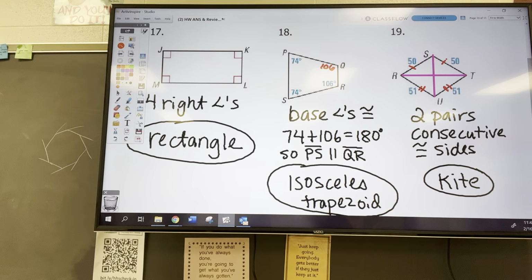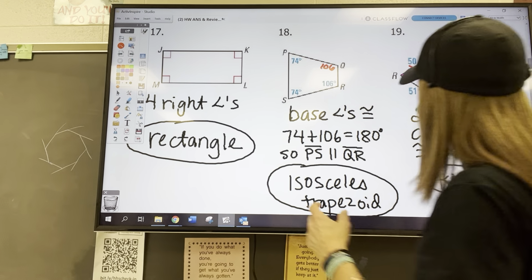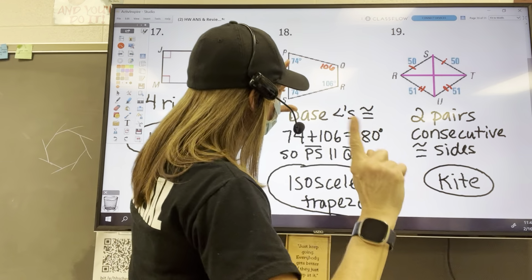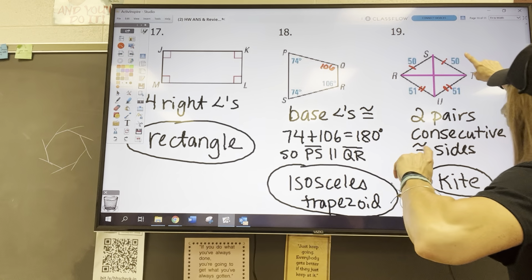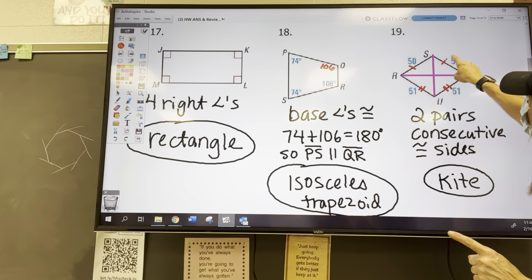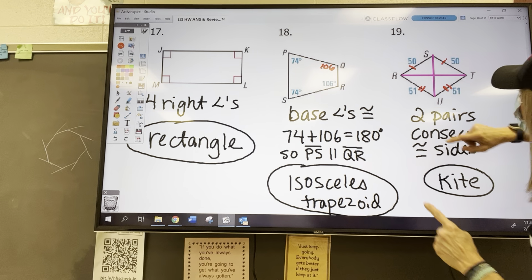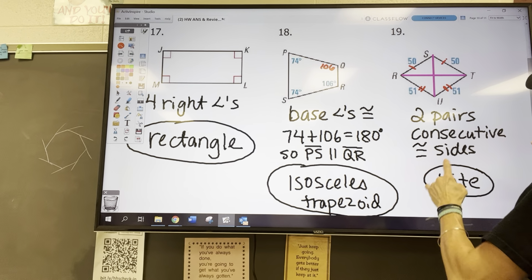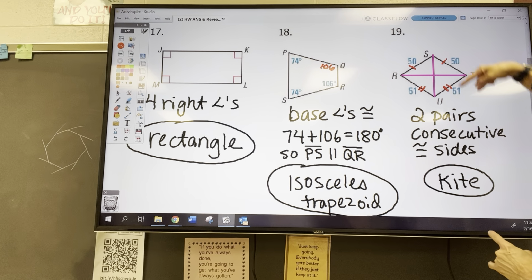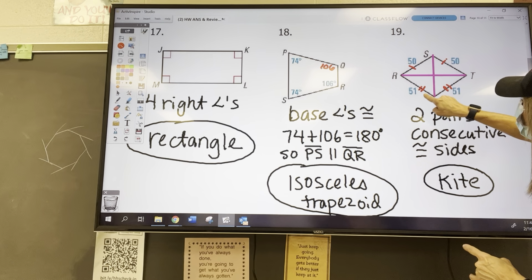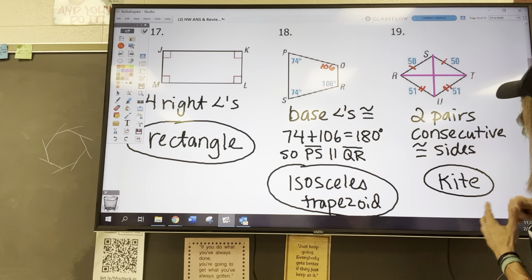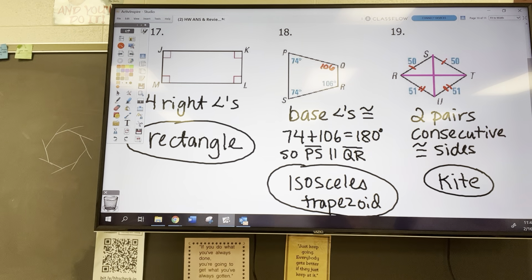And the last one, you might think, okay, yeah, it's a parallelogram. But notice that this 50 is across from 51. So the opposite sides are not congruent. It's the consecutive sides that are congruent. Two pairs of consecutive sides are congruent. That makes it a kite.